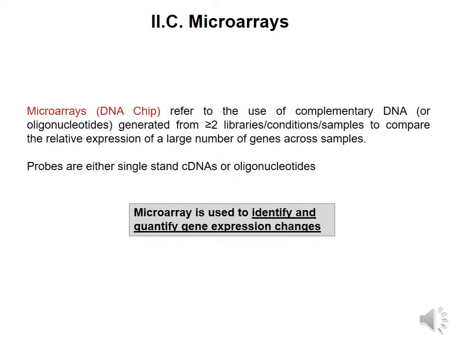So another well-used technique to determine transcription are microarrays, also known as DNA chips. This refers to the use of complementary DNA or oligonucleotides generated from at least 2 different libraries, conditions, or samples to compare the relative expression of a large number of genes across samples. Probes are either single-strand cDNAs or oligonucleotides. And with the use of microarrays, we can identify and quantify gene expression changes from a large number of genes.